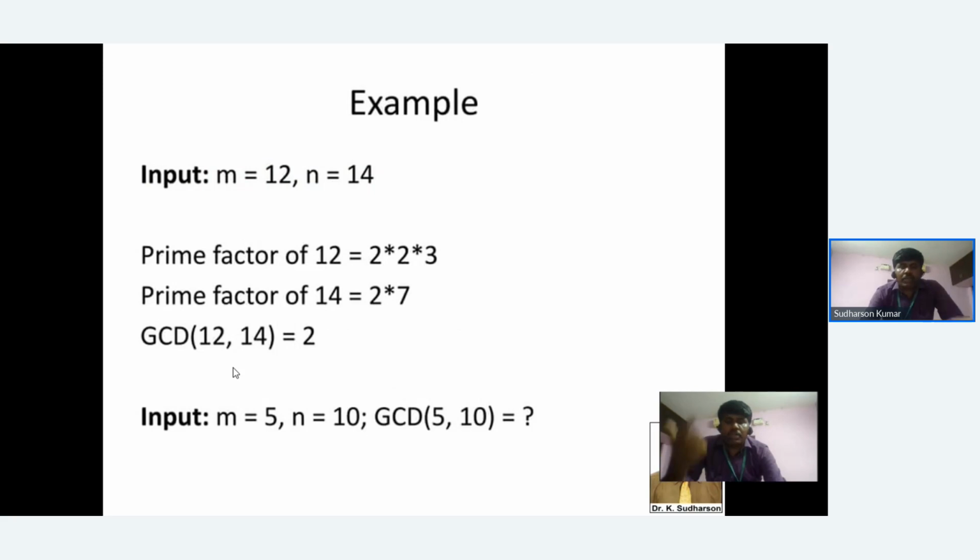For 12 we can use the factor tree method, and you can find out 2 square into 3 is nothing but 12. Again, 2 into 7 is 14. So what is the greatest common divisor of m and n? Yes, exactly, 2 is the greatest common divisor. Likewise, you can do it for m equal to 5, n equal to 10, GCD of 5 and 10. What is the greatest common divisor here? Again, you can factor 5 with the help of the factor tree method. So 5, we have 1 into 5. For 10, we can use 2 into 5.